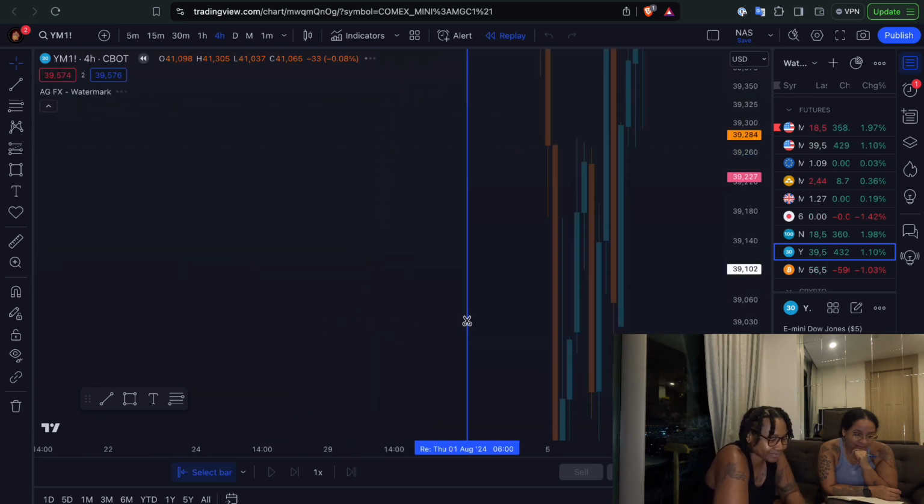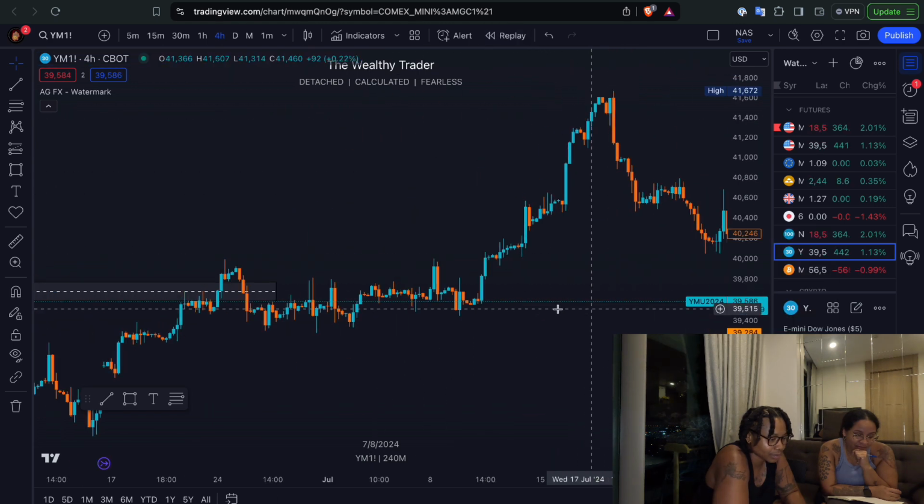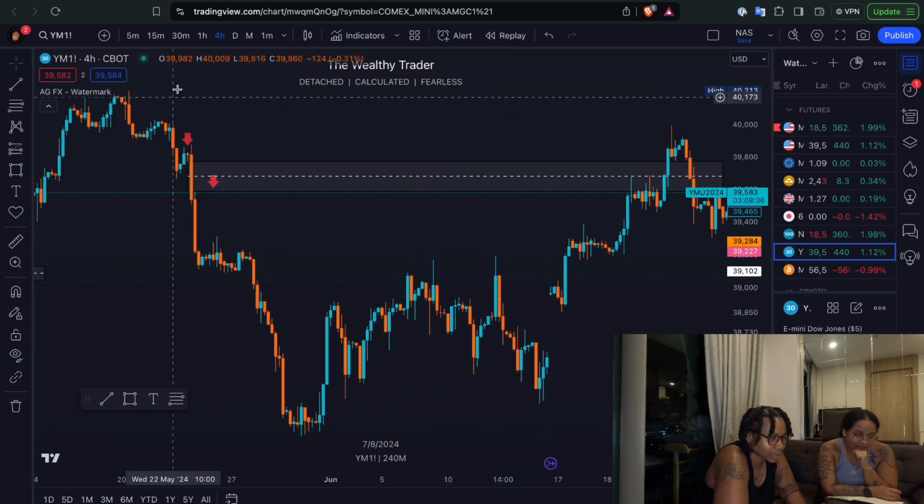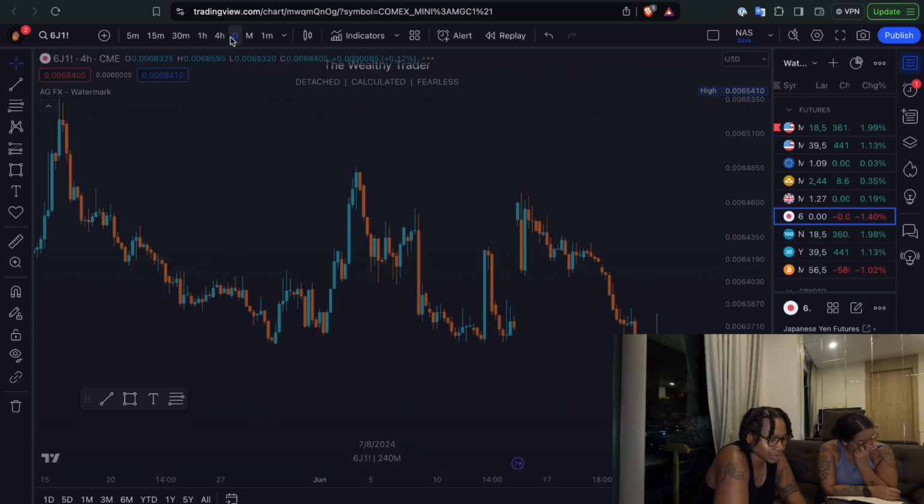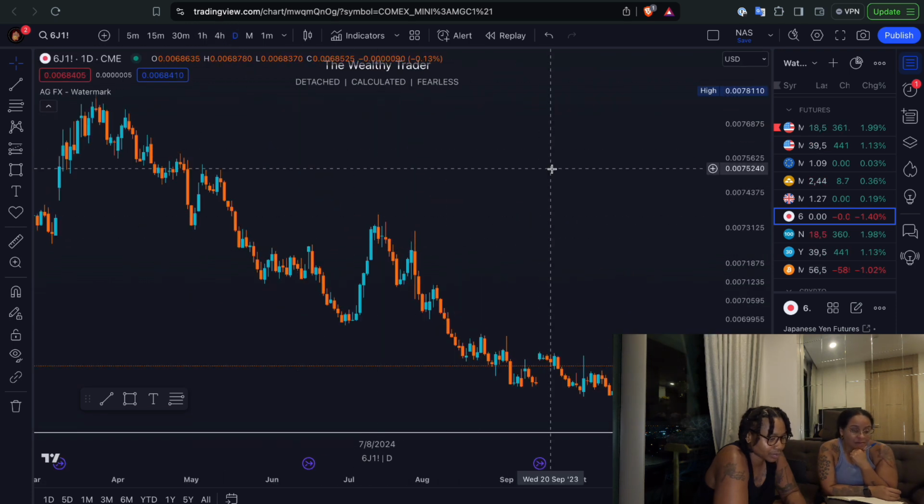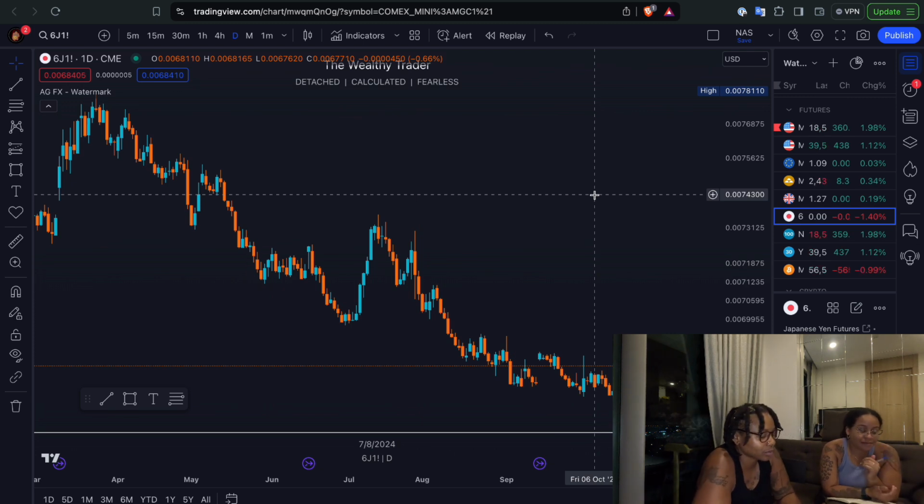All right, I want you to go on this chart, and I just want you to mark up the fair value gaps that you see. Matter of fact, let's use another chart. Let's use this chart. Boom. Three candle series. Three candle sequence.